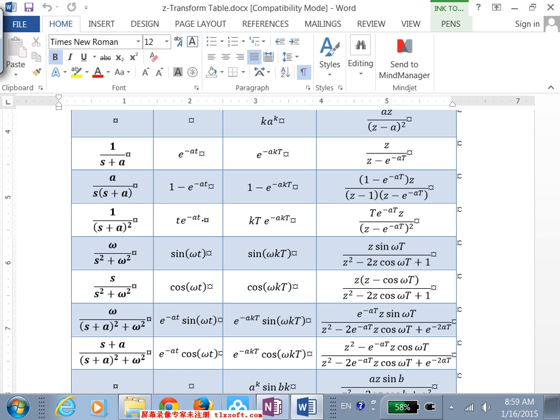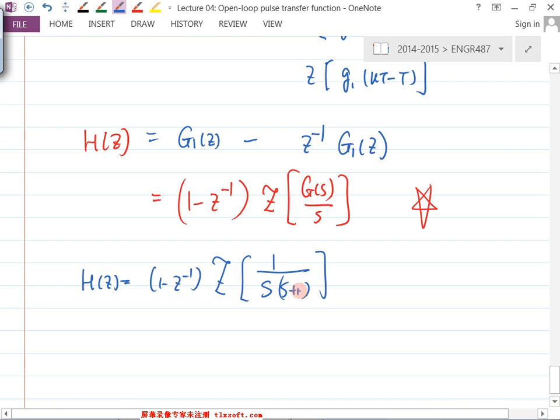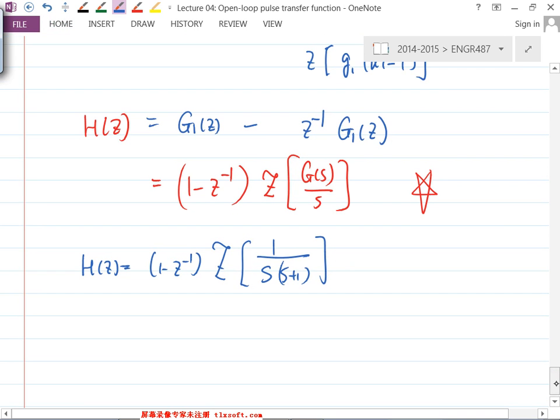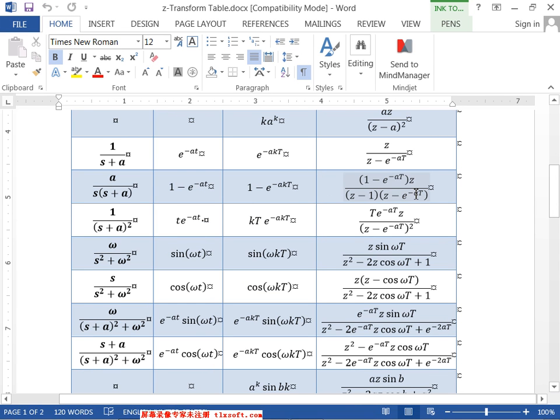If your A is not 1, let's say this is s plus 2 here, you actually have to multiply by 2 first, and then divide by 2, to match that table. But either way, what will be the Z transform of this big chunk? What do we get? It's right here, right?